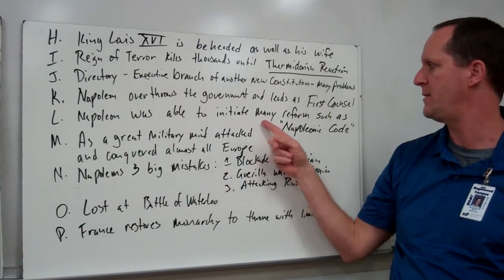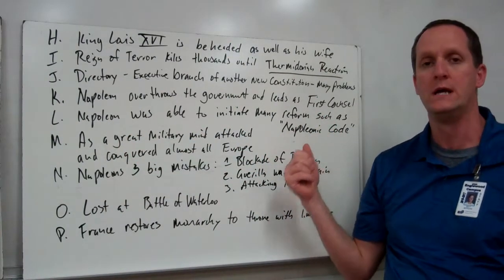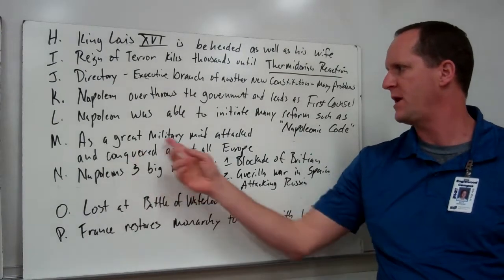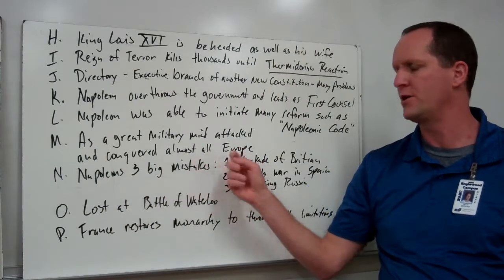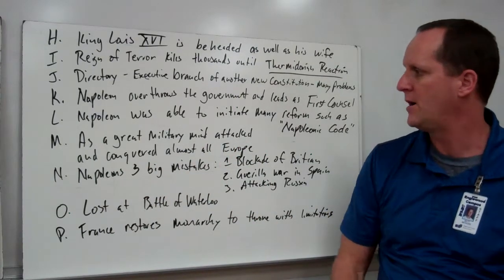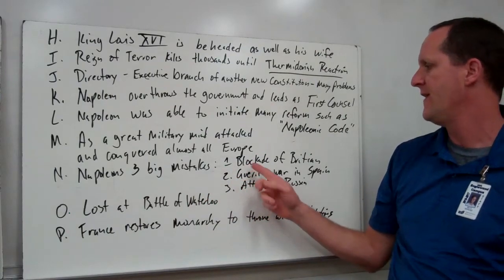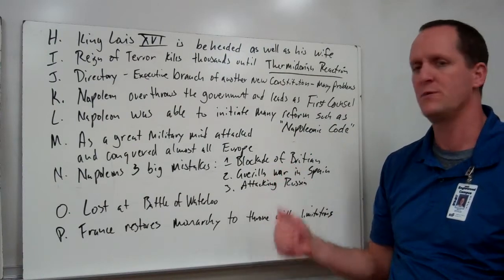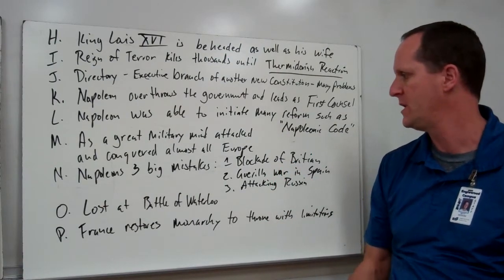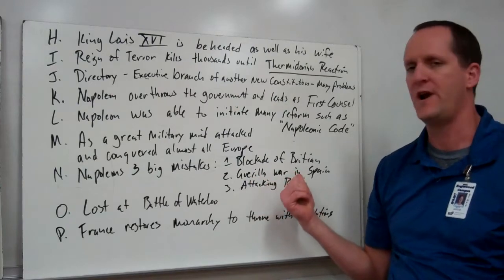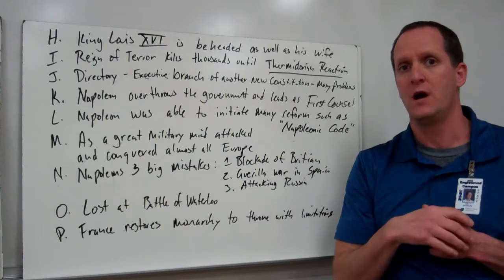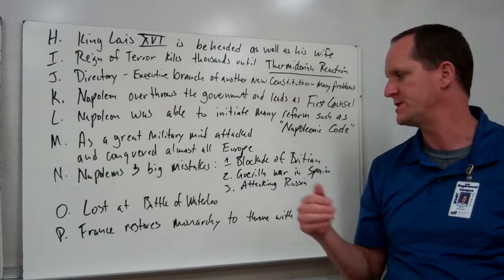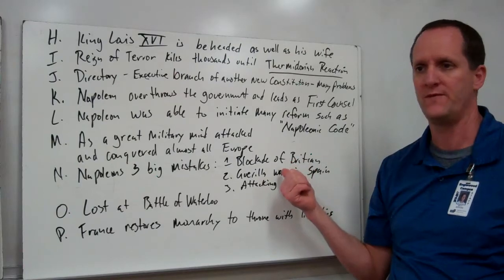Napoleon was able to initiate many reforms, such as the Napoleonic Code, which in some respects is still applicable even to this day. As a great military mind, he attacked and conquered almost all of Europe. Napoleon's three big mistakes. The first is that he tried to form a blockade of Great Britain because that was his biggest foe during this time. That didn't work. Guerrilla warfare in Spain. When he took over Spain, the Spaniards continued to fight guerrilla warfare style, which cost hundreds of thousands of men from the French army.